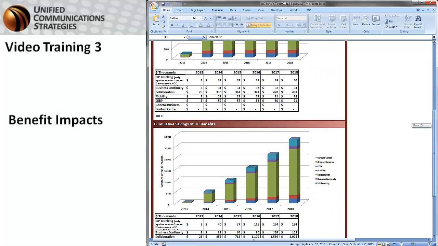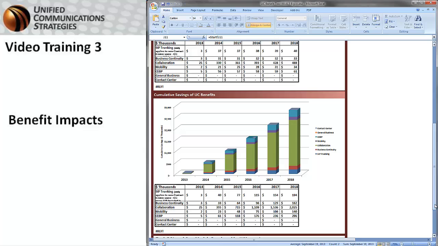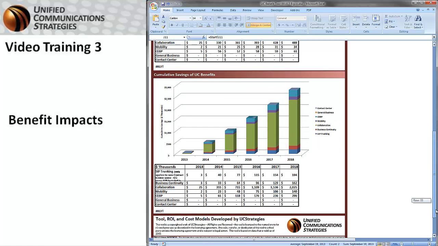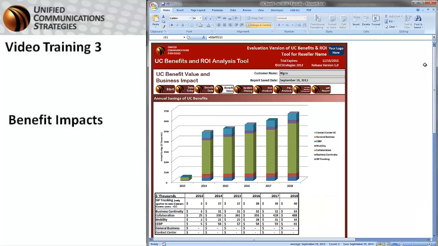Now if we scroll down a little bit lower in this tab, we actually see that this is the cumulative savings over the course of the 6 years. So you actually see that it adds up here into a total of over $2.5 million over the 6-year period. So this is actually the benefits. Now let's go on and look at system pricing.